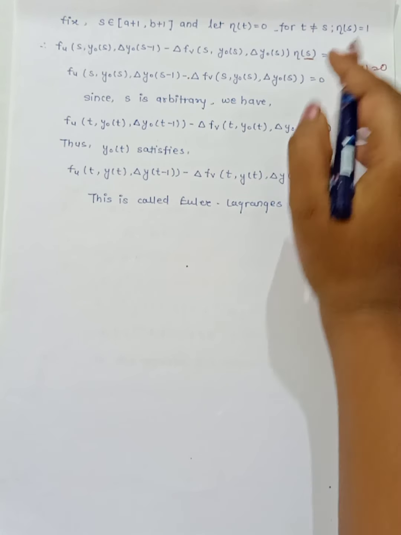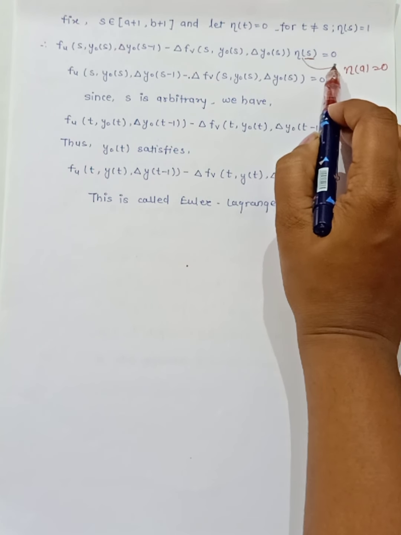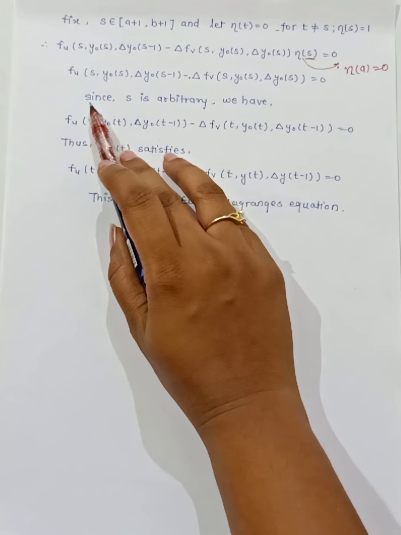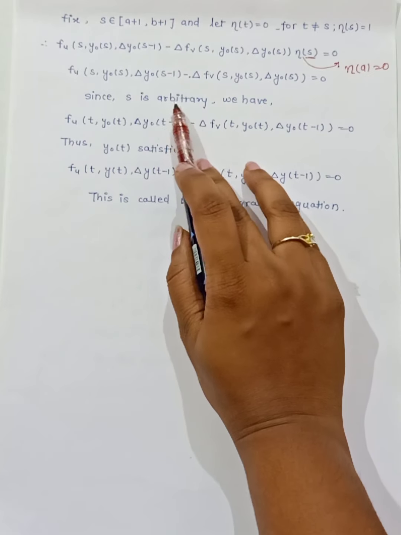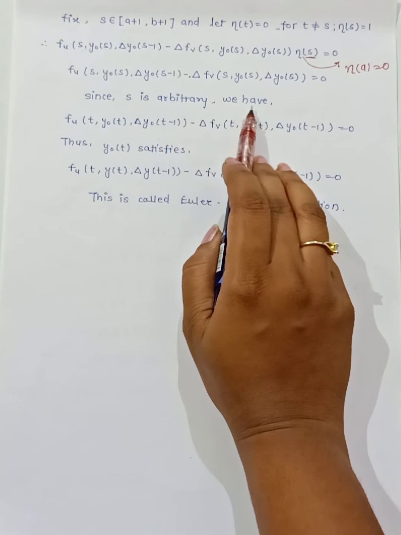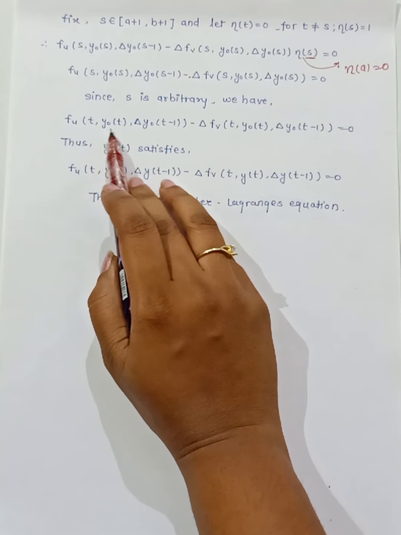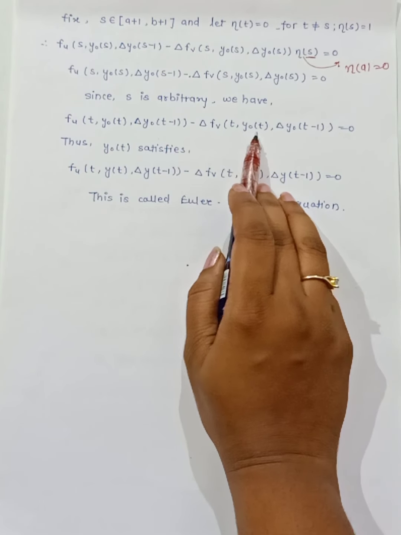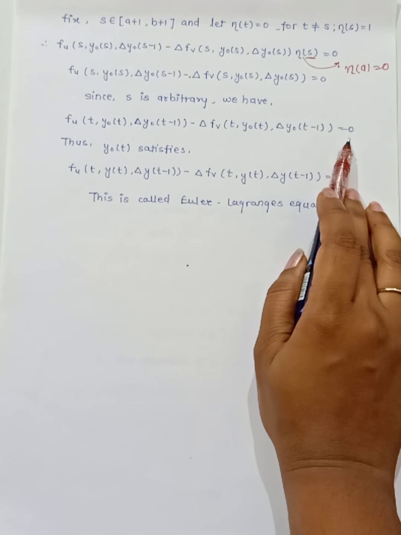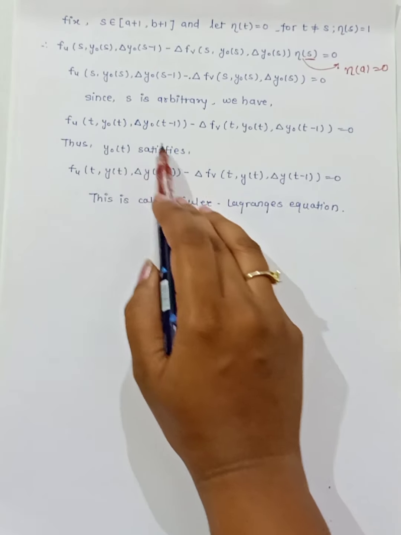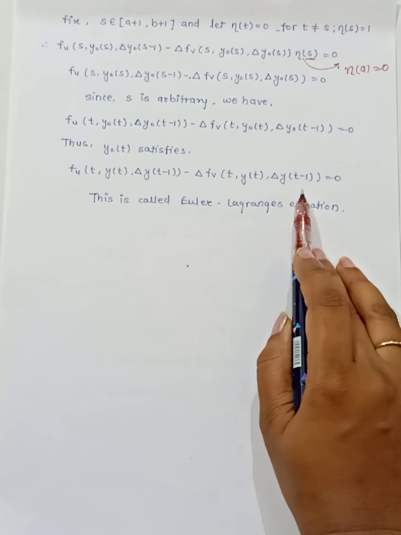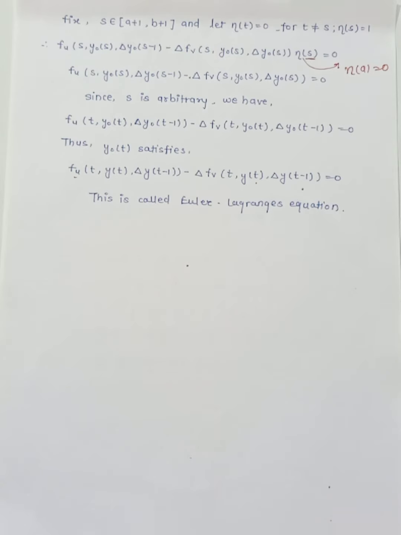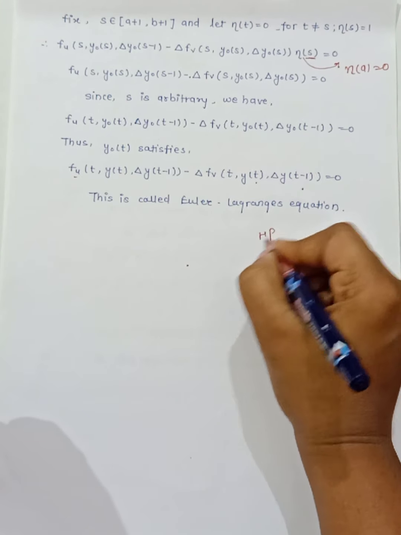And we have taken this value equal here, right hand side, and therefore we get this value, since s is arbitrary. s can be any value, which remains arbitrary. Therefore we have f_u(t, y0(t), Δy0(t−1)) − Δf_v(t, y0(t), Δy0(t−1)) = 0, and thus this y0(t) satisfies our Euler-Lagrange equation, and this is the EL equation we needed. So hence proved this theorem.